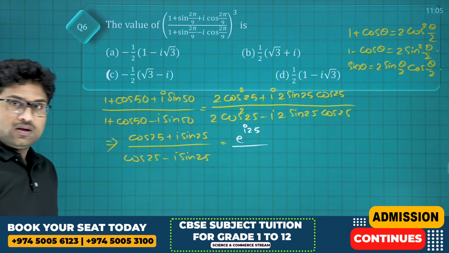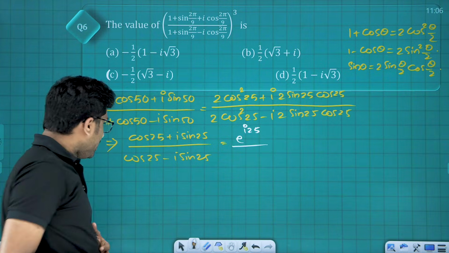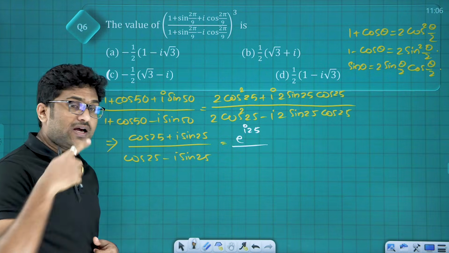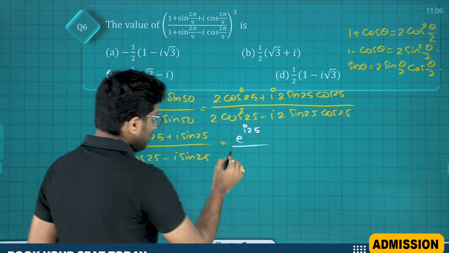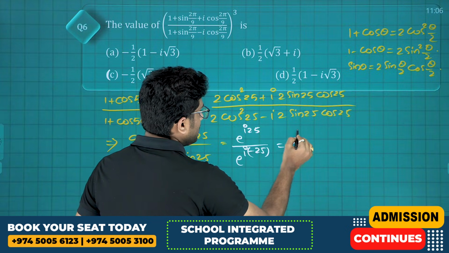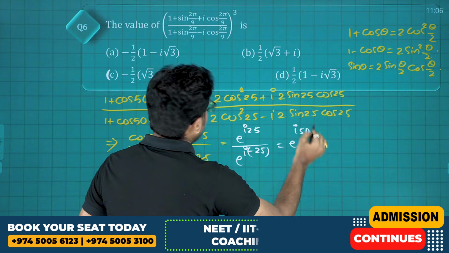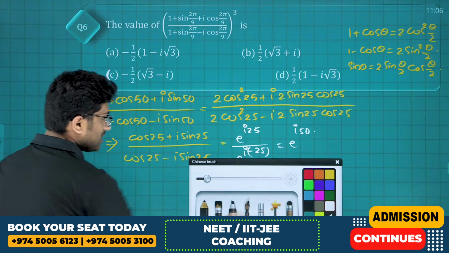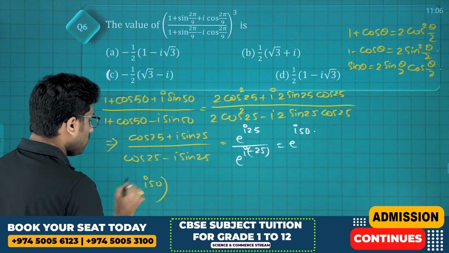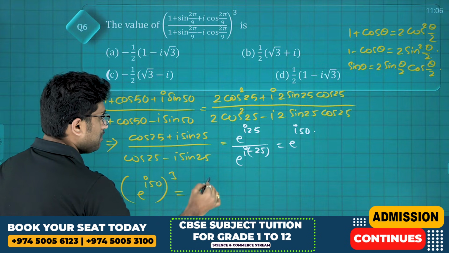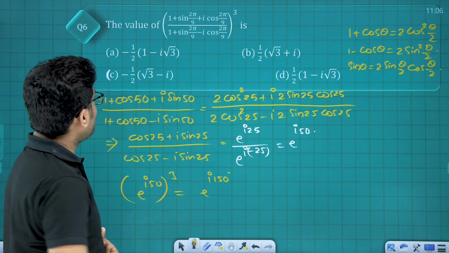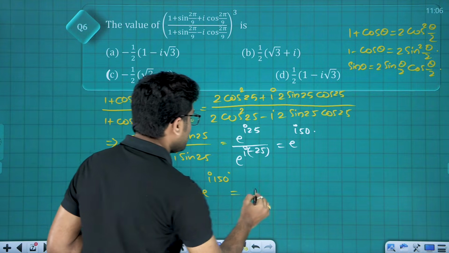Friends, this we can write as e power I 25, okay, divided by cos 25 minus I sin 25, which we can write as cos of minus 25 plus I sin of minus 25. So e power minus I 25, this we can write as e power I times 50. Now the required one is e power I times 50 whole cubed. So e power I times 150 degrees.